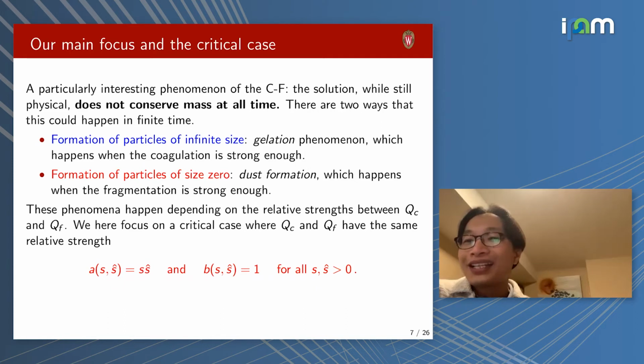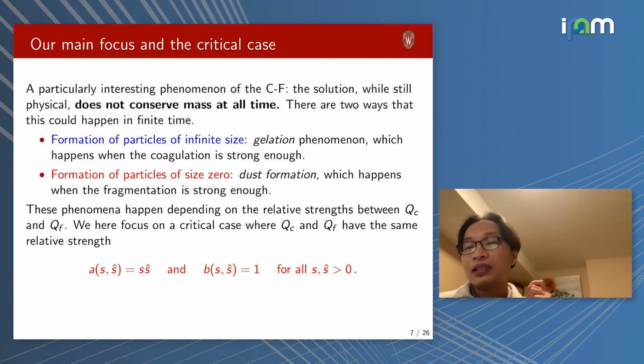Or the other way that it can happen is the so-called formation of particles of size 0, or dust formation. That's the reverse situation, when fragmentation is really strong. It fragments the clouds, so the clouds get smaller and smaller really, really quickly. After a finite amount of time, you create a bunch of dust. So you lose a bunch of mass, which is basically particles of size 0. And still the system is physical, but you lose mass.